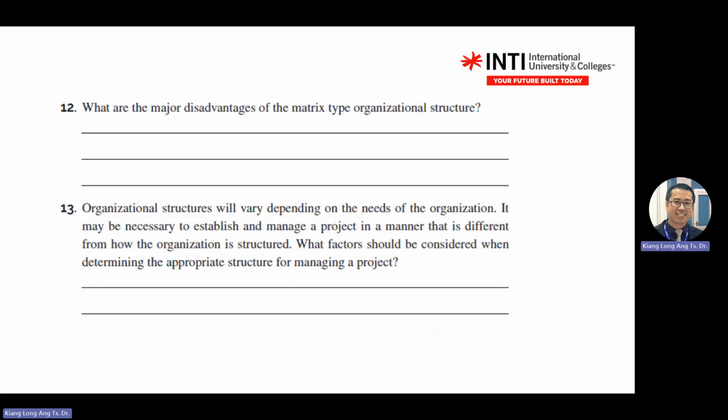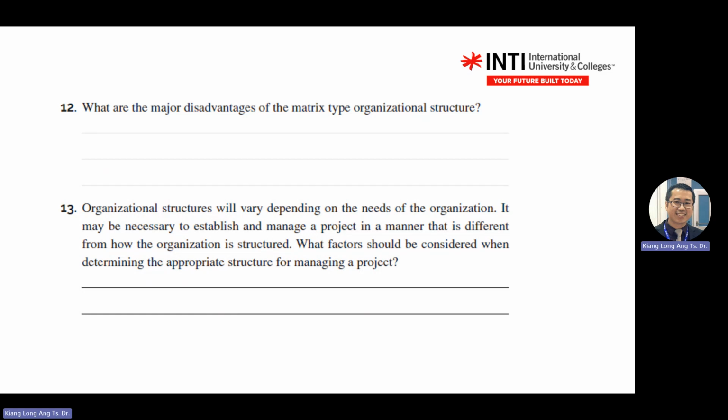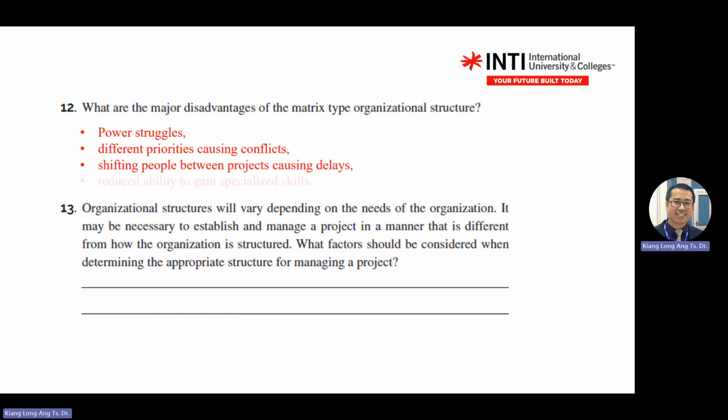Okay, 12, major disadvantages. This one you also read. I'll give you some examples: power struggle, shifting people within projects, cost, delay, different priorities, conflicts. Different priorities and conflicts always come together. So how do you solve conflict? You also need to communicate on the priorities.